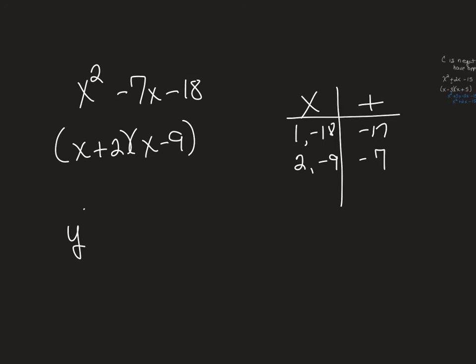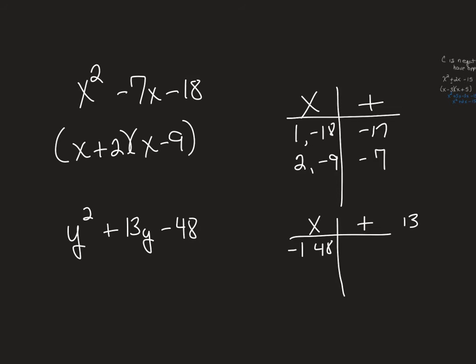Okay, so let's look at y squared plus 13y minus 48. Okay, so we're going to need factors of negative 48 that when I add them together give me 13. So if we think of factors of negative 48, we could do a negative 1 and 48. Well, that's not going to work.